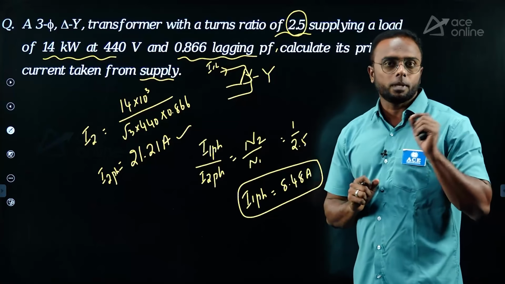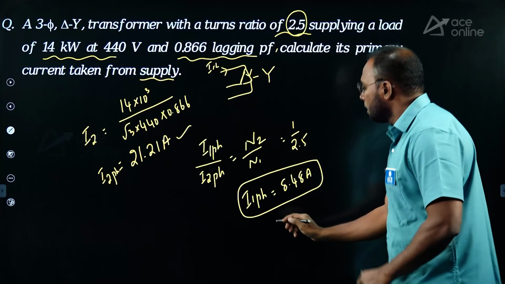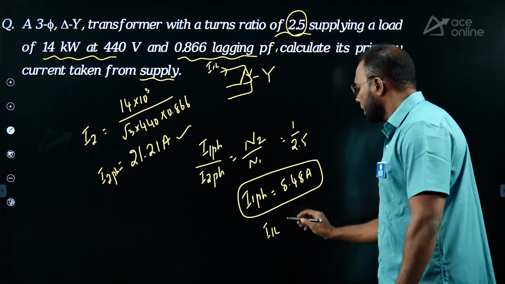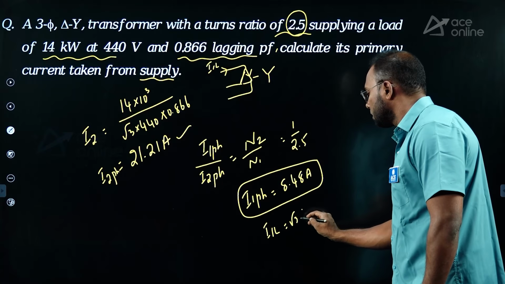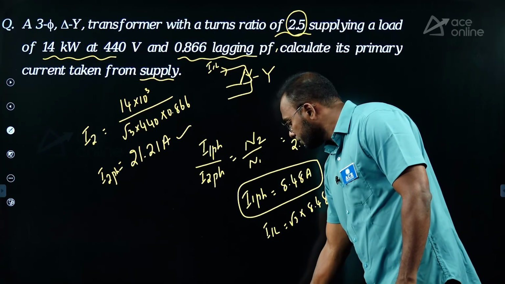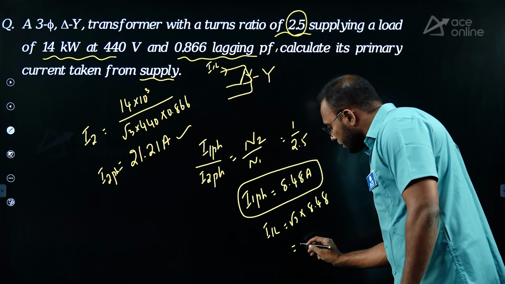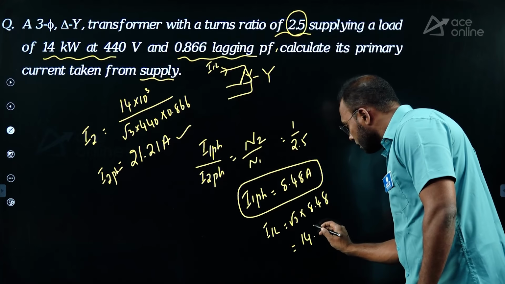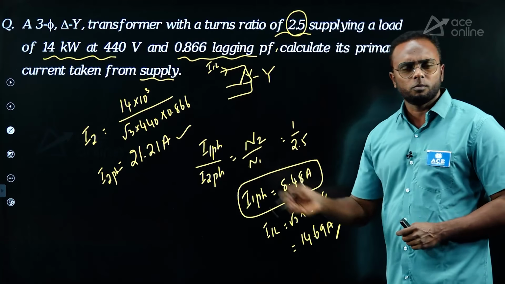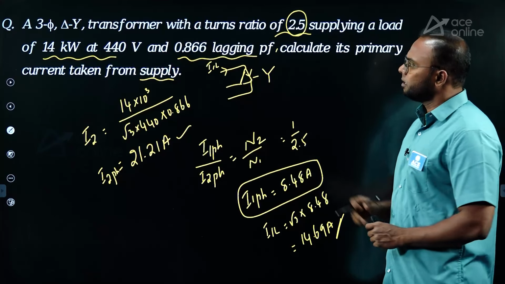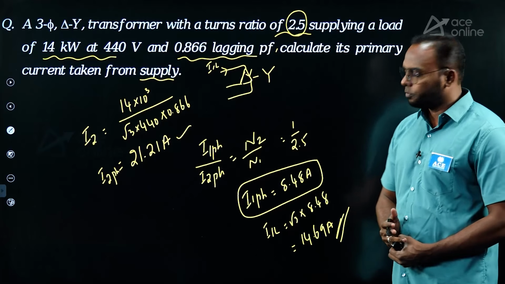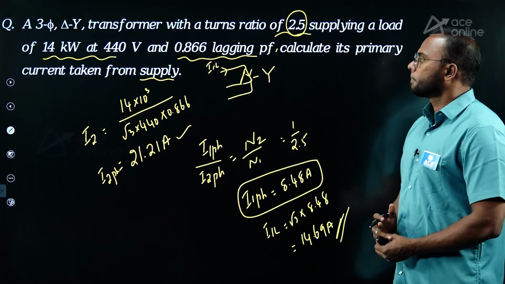But if you write this one as the answer directly, that will be wrong again, because they are asking current taken from supply, which is line current. Therefore, on primary, which connection is there? Delta, no? Then what is the primary line current? Root 3 times of this 8.48. It is coming line current 14.69 ampere. Okay, you will have 14.6 to 14.7 amps, some range will be there. Right now the answer is 14.69. All of you cross check these values.